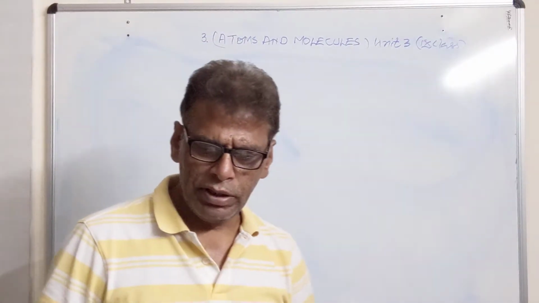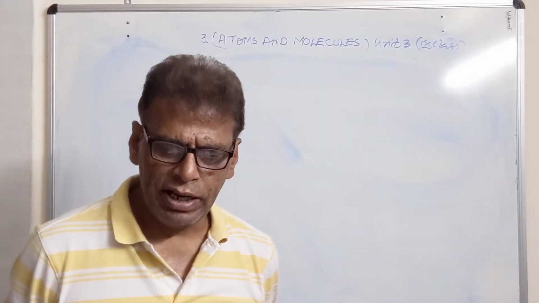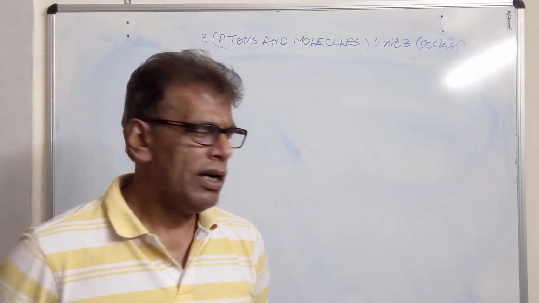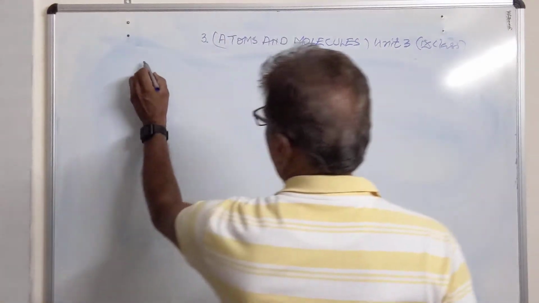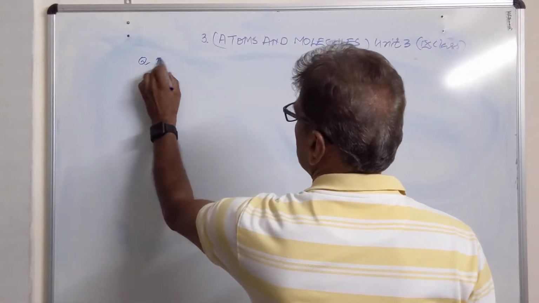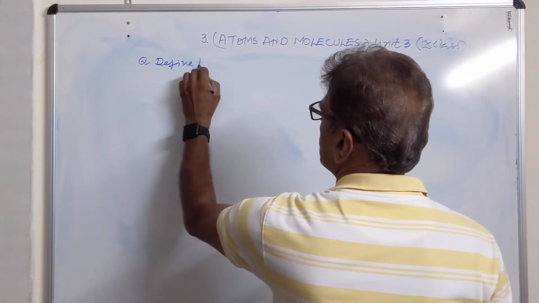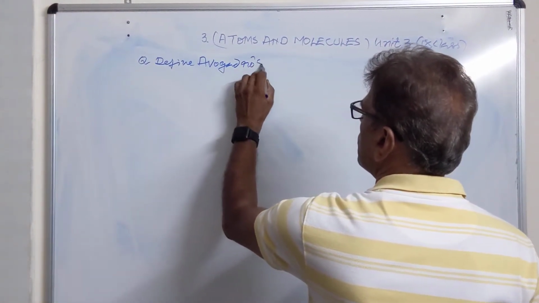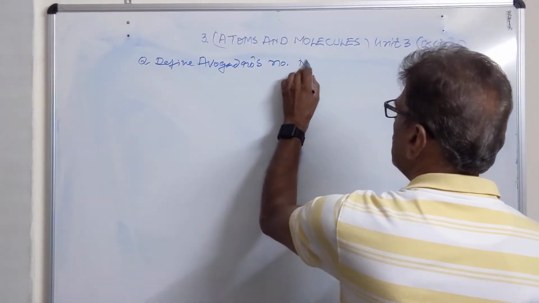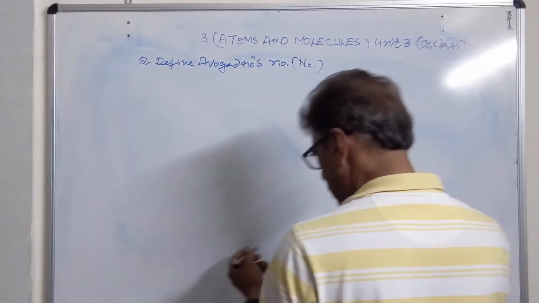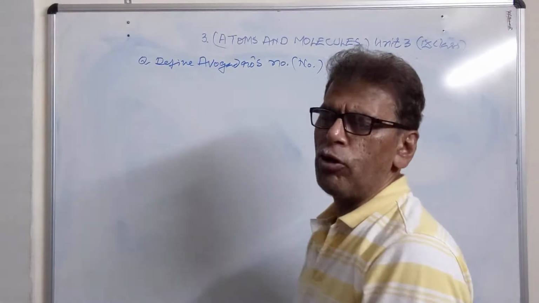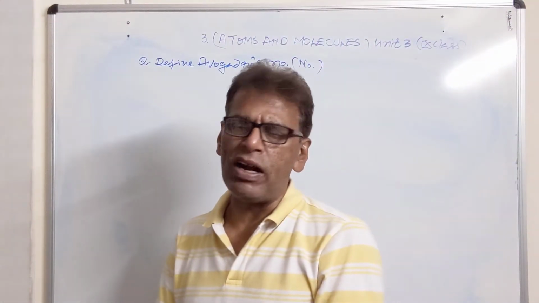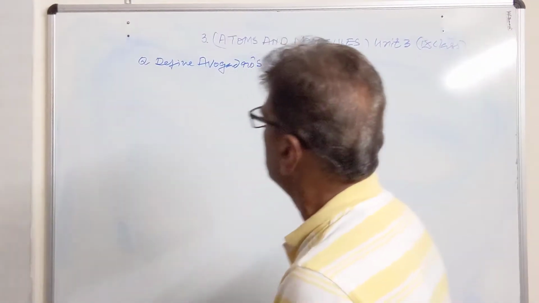So continuing with unit 3 for ninth class, that is atoms and molecules, let us define Avogadro's number. It is represented by N naught. Avogadro number, it is a constant. It represents the number of particles in 1 mole of a substance.